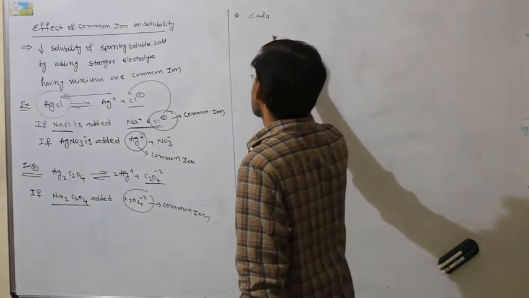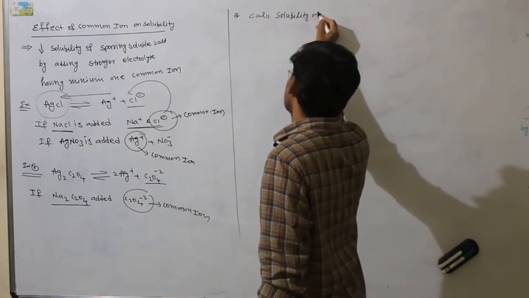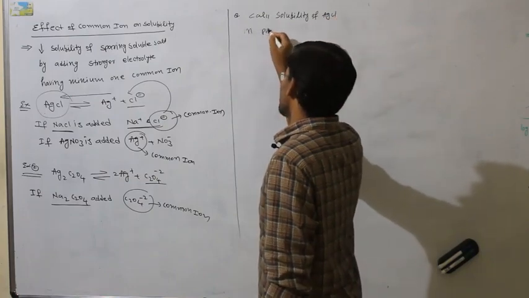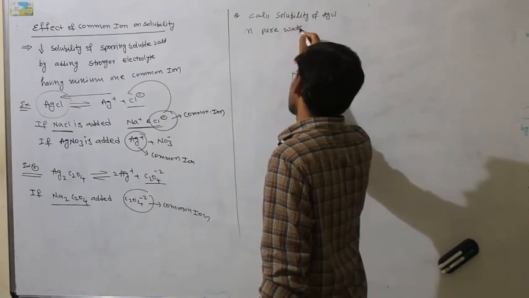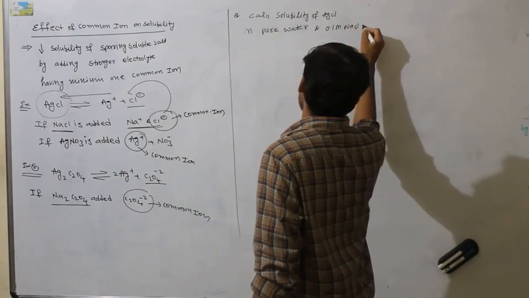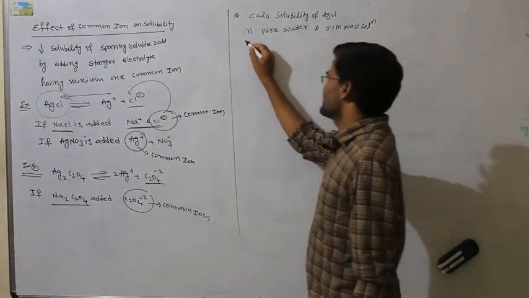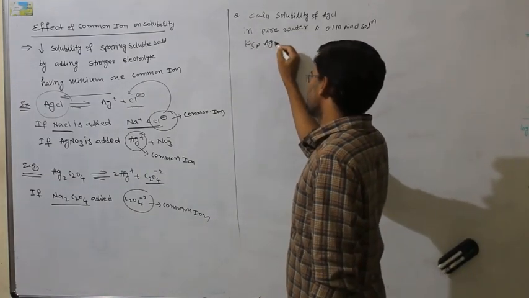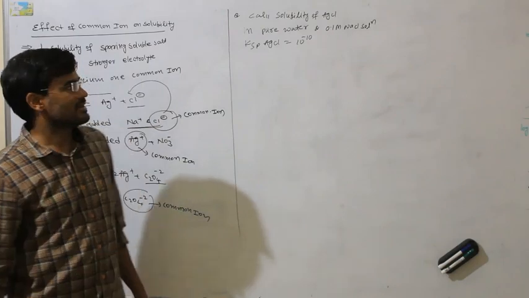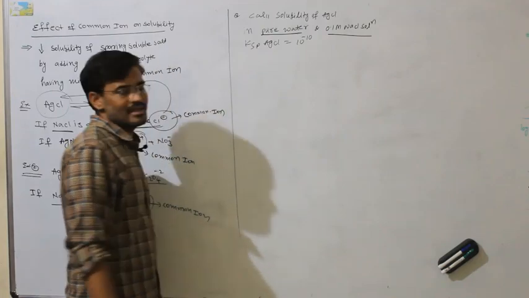Calculate solubility of silver chloride in pure water and 0.1 molar sodium chloride solution. In both cases we will see. And Ksp of silver chloride is 10 power minus 10. Two cases we are seeing, in pure water and in 0.1 molar NaCl.